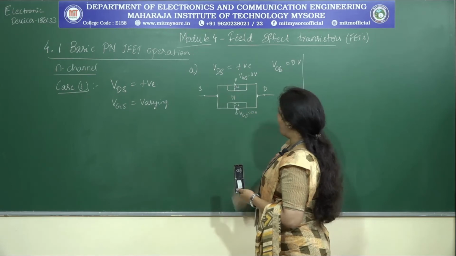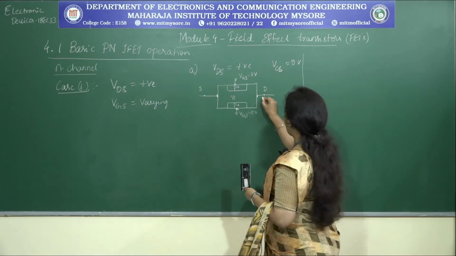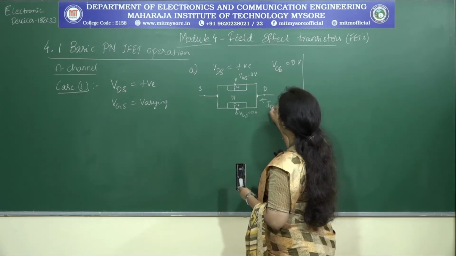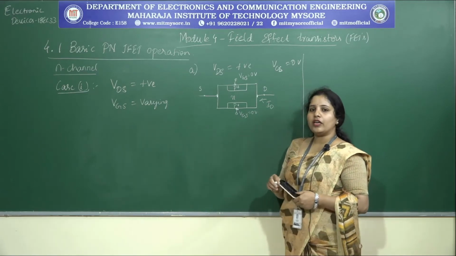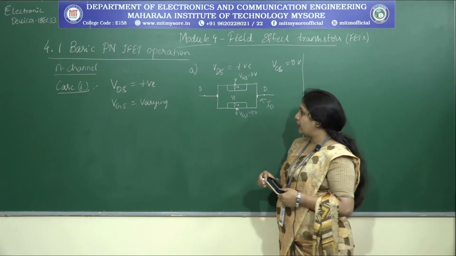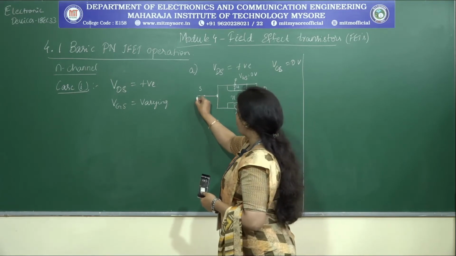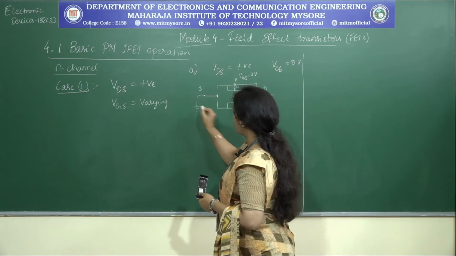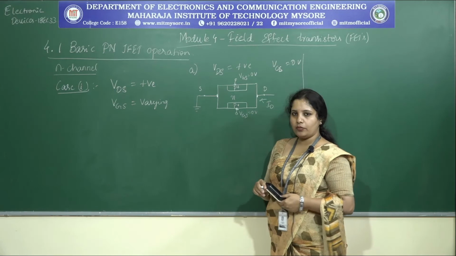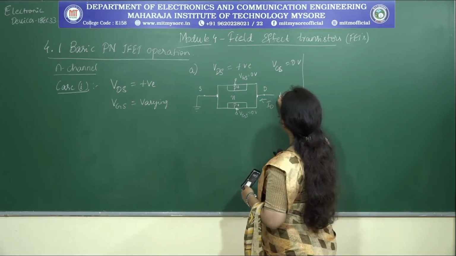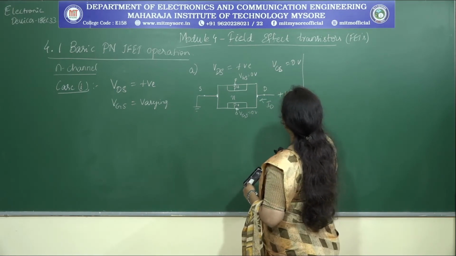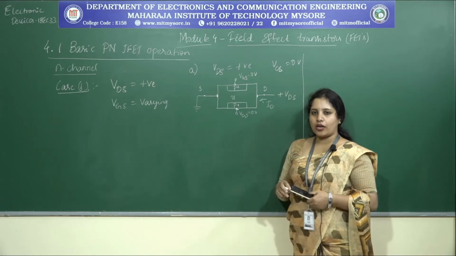What kind of channel we have? It is an N-type channel. And how is the current flowing in case of N channel? It is flowing in the inverse direction. Done? Now what I will try to do is, I will try to ground the source terminal, and then let me try to provide some positive potential across the drain.